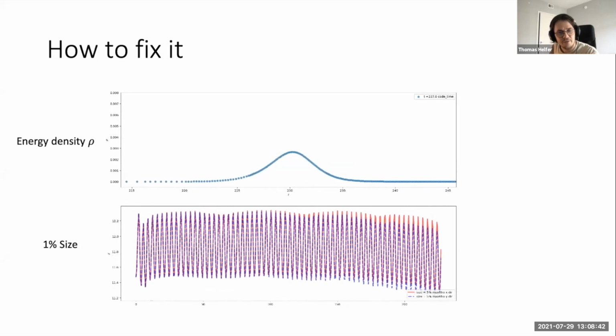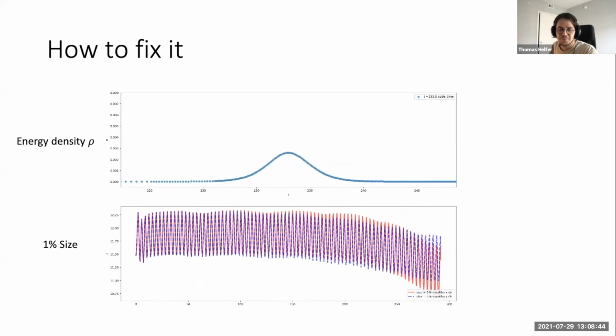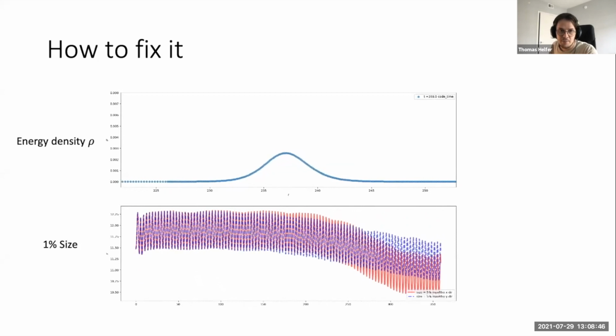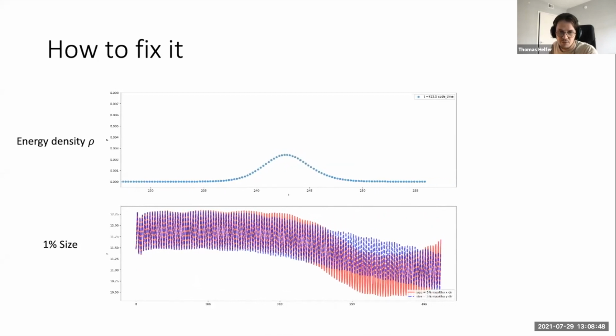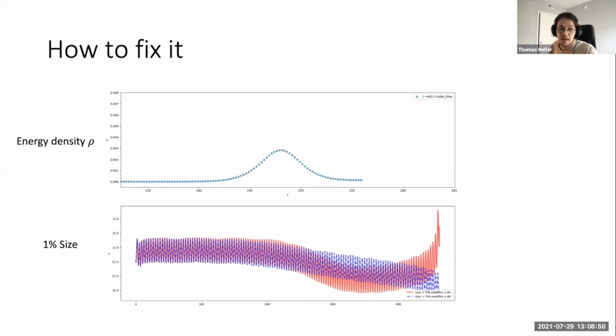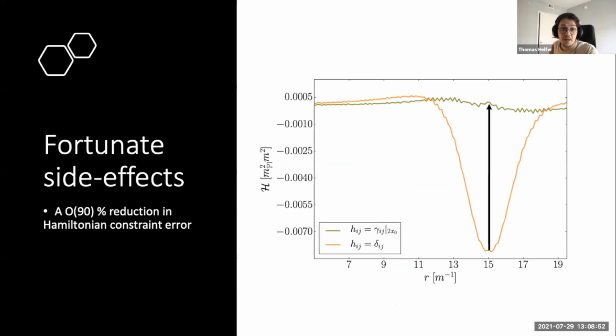And at the end, you have some tidal deformation, but the impressive thing about this trick is just how easy it is, and it removes most of your problem. A nice side effect is that it also removes most of your Hamiltonian constraint violation. So you have an order of magnitude reduction in the Hamiltonian constraint, which is just an indication that you're doing the right thing. And if you don't do this trick, there are lots of consequences.